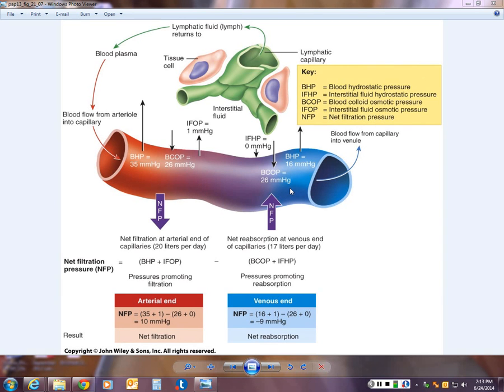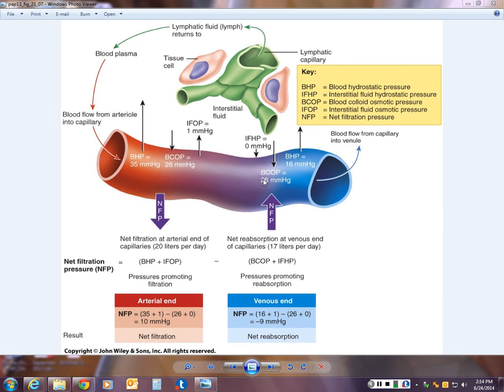Remember, I told you a few moments ago, high man on the totem pole wins. Well, now if we look at all four numbers on this venous end, the blood hydrostatic pressure, being 16, is no longer the highest number. It has now become 26 that's the highest number, and that 26 corresponds to our blood colloid osmotic pressure. We do the math and we can see that we get, instead of a positive number, a negative number here. Negative 9 millimeters of mercury. And whenever NFP is negative, that indicates reabsorption. Once again, high man on the totem pole wins, so it is the blood colloid osmotic pressure that drives reabsorption.